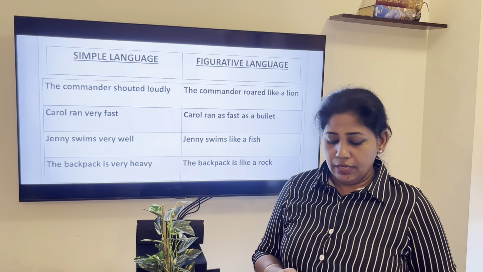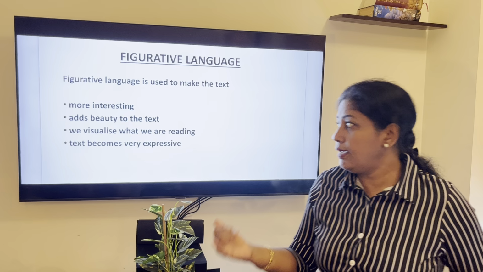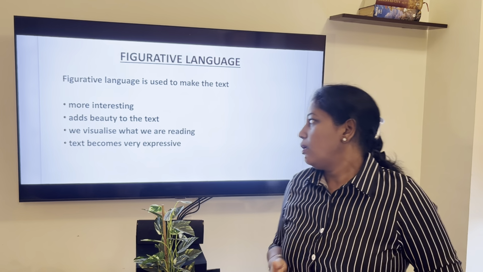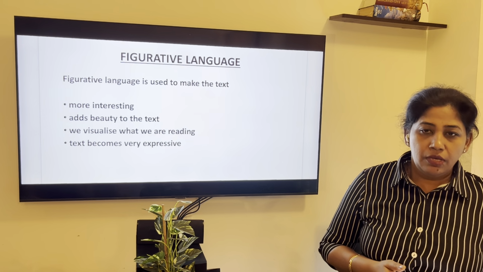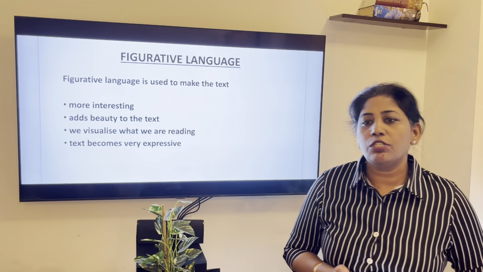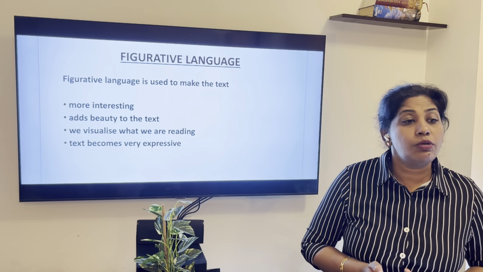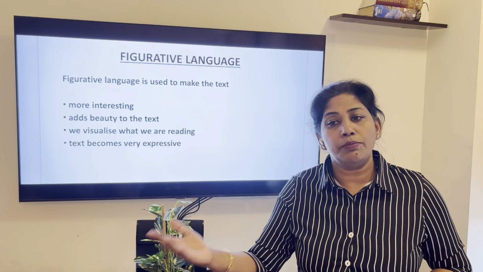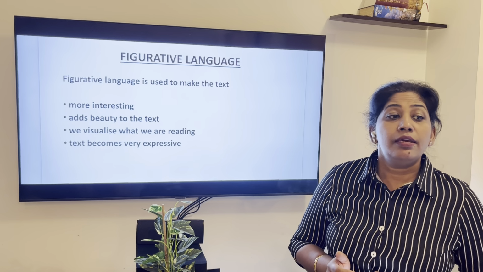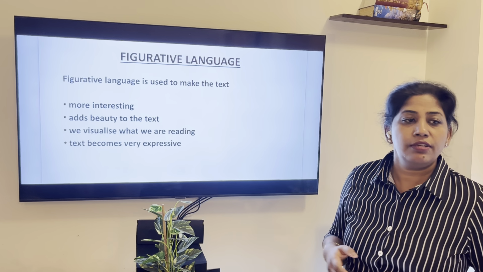It's very heavy. Okay, so figurative language is used to make the text more interesting, add beauty to the text, and we visualize what we are reading. Also, the text becomes very expressive. You must have seen that when we read long passages, and if simple language is used, we get very bored. Isn't it? Yeah, so how do we make the language interesting? So the writers, and even poems, when you read poems, so the writers and poets use figurative language to make their writing passages more interesting. They make their poem interesting by using figurative language.